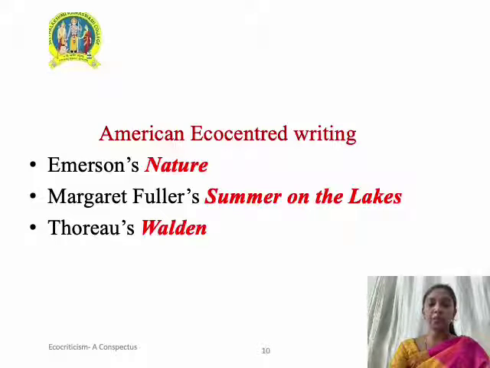Their works celebrate nature, the life force, and the wilderness as manifested in America. For instance, Emerson's Nature is a very short book. It consists of an essay that is reflective rather than philosophical. Another example is Margaret Fuller's Summer on the Lakes in 1843. This is a journal that portrays her encounter with the American landscape at large.